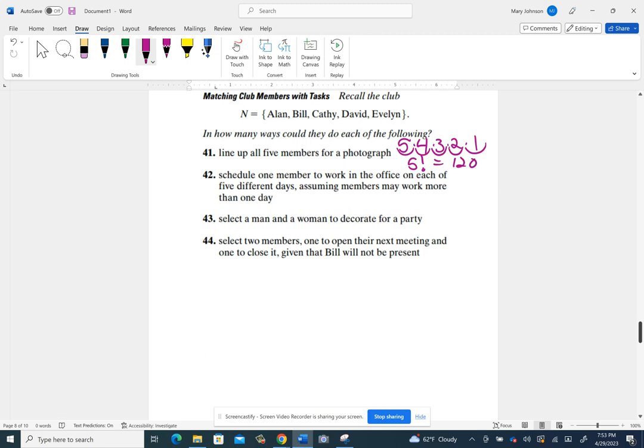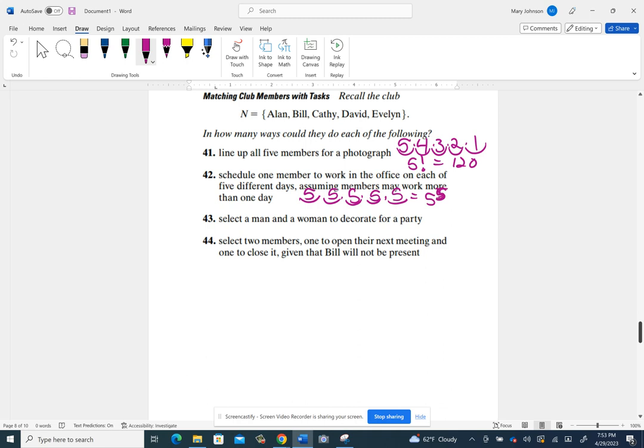All right. 42 says schedule 1 member to work in the office on each of 5 different days. And let's see, members may work more than 1 day. So we can choose any one of the 5 for the first day. So 5 possibilities the first day, 5 the second, 5 the third, 5 the fourth, 5 the fifth. Okay. So we have all those possible ways we could schedule 1 person to work in the office on each of 5 different days. And we would do 5 to the 5th power, actually. 5 to the 5th power, and I'm not sure what that turns out to be, but you could do that on your calculator.